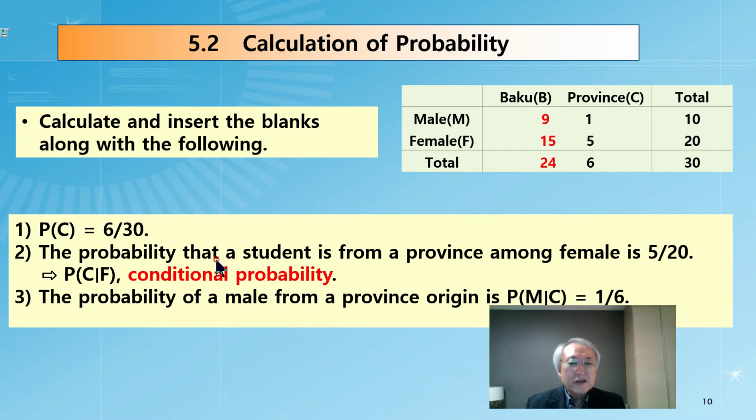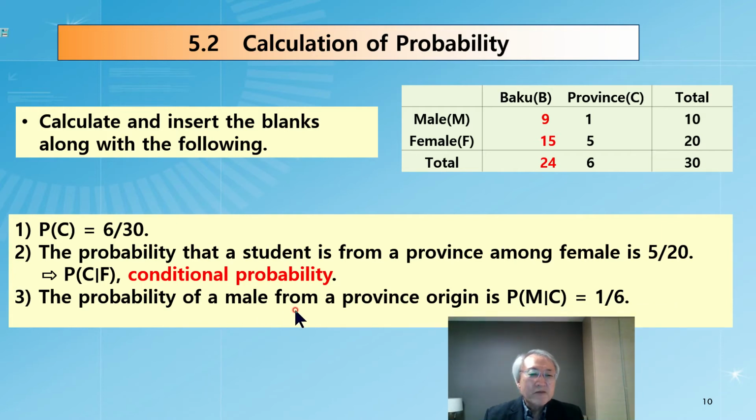Another thing is, what is the probability that a student is from a province among female? That implies among female there are 20 students and 5 of them are from the province. 5 out of 20 is the answer, but we use this notation: probability of province given female. Okay, 5 out of 20, we call this a conditional probability, conditioned on female students.